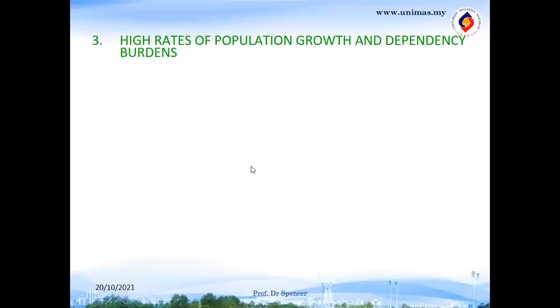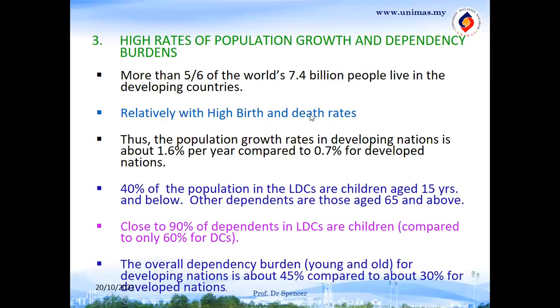Right. So the third characteristic of the developing countries is that there is a high rate of population growth and dependency burdens. Okay. More than 5/6, yeah, of the world's 7.4 billion people live in developing countries. In other words, more than 80%, yeah, of the people in the world live in developing countries with a relatively high birth rate and also death rates di kalangan negara-negara tersebut.